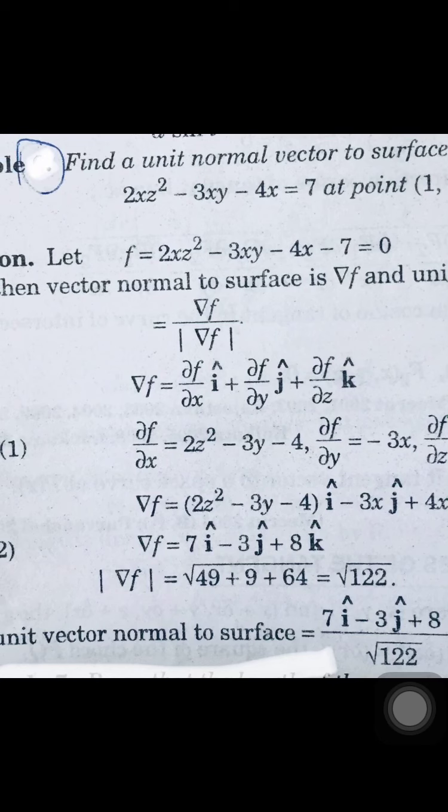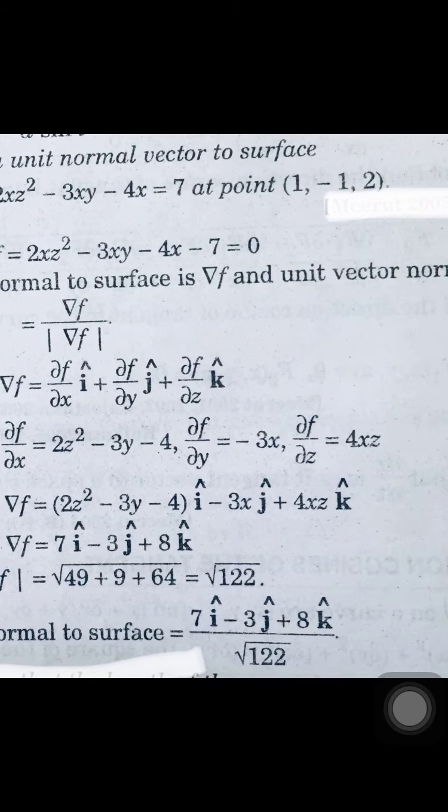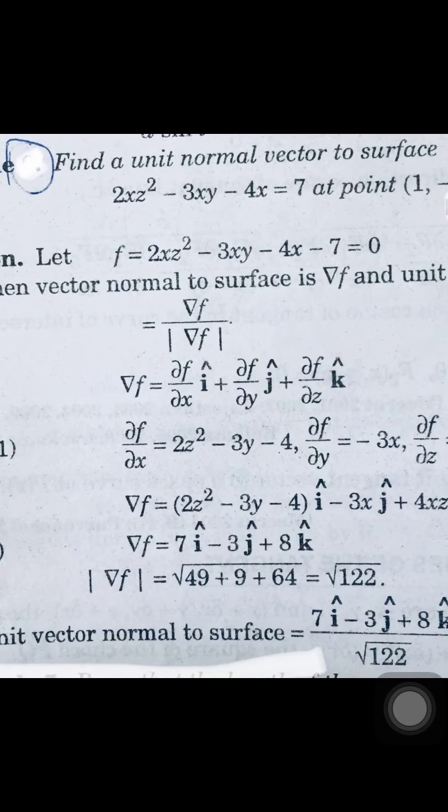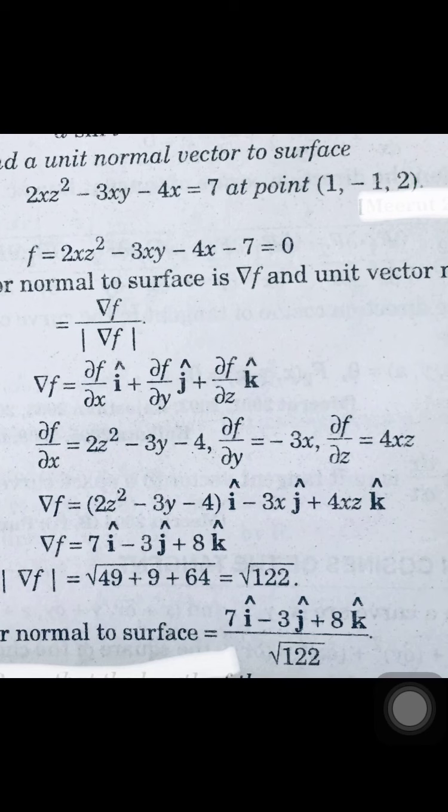Del f. So substituting the values of del f over del x, del f over del y, del f over del z in gradient of f. What is del f over del x? Partially differentiate with respect to x the given f(x,y,z). So we get del f over del x is 2z square minus 3y minus 4. Del f over del y is nothing but minus 3x. Similarly, del f over del z is 4xz. Okay, so we get del f is (2z square minus 3y minus 4) i minus 3x j plus 4xz k.